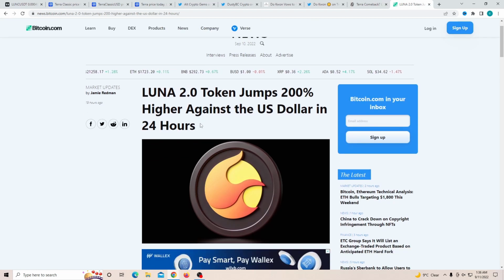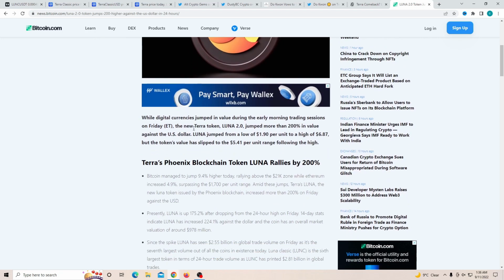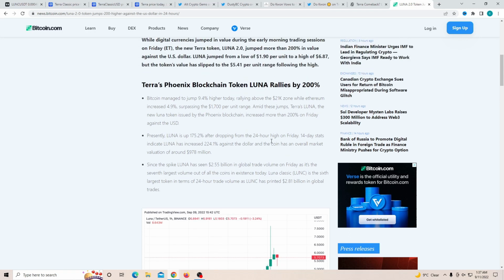Terra 2.0 token jumps 200% higher against the US dollar in 24 hours. Right now, while digital currencies jumped in value during the early morning trading session on Friday, the new Terra token jumped 200% against the US dollar, going from $1.90 to $6.90. Now, Terra's Phoenix blockchain token rallies by 200%, and right now it is showing no signs of slowing down. The only thing that can slow it down is if all the money is taken out and put back into Luna Classic, but that will also cause Luna Classic to go explosive.